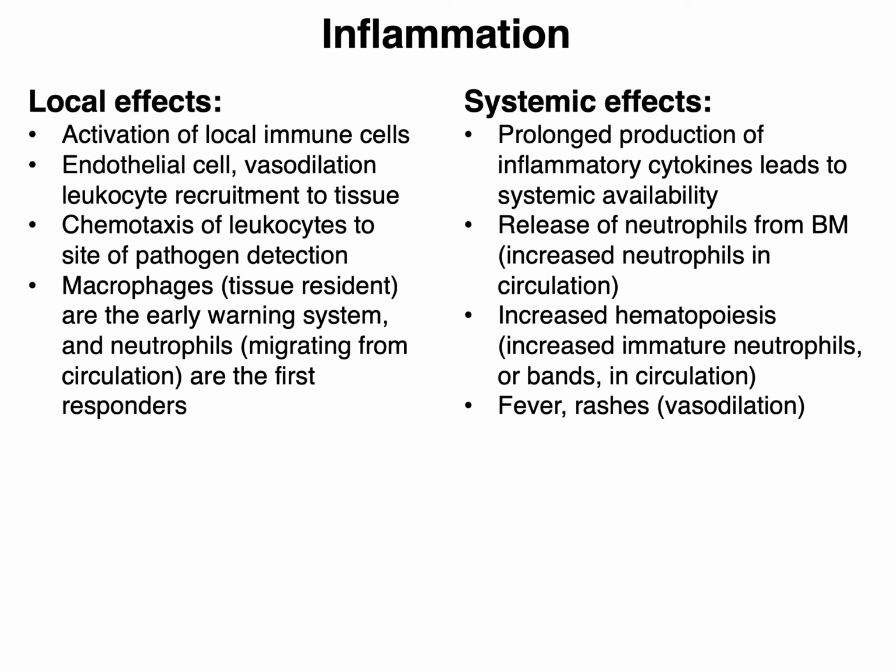Systemic effects of inflammation include fevers and rashes, and in very severe cases, systemic effects can include sepsis and septic shock. You haven't learned much about septic shock at this point, but you will, and it is a systemic response due to a failure of organ perfusion, systemic vasodilation, and can lead to organ failure and death.